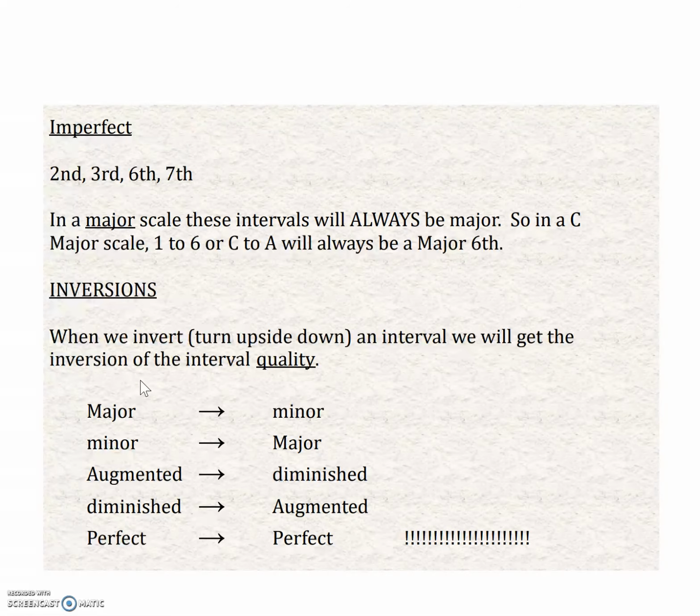It's another reason why they're considered perfect. So if I go back to that perfect interval of C to F, that's a perfect fourth. And I flip it and I put the C on top now, I have a perfect fifth.